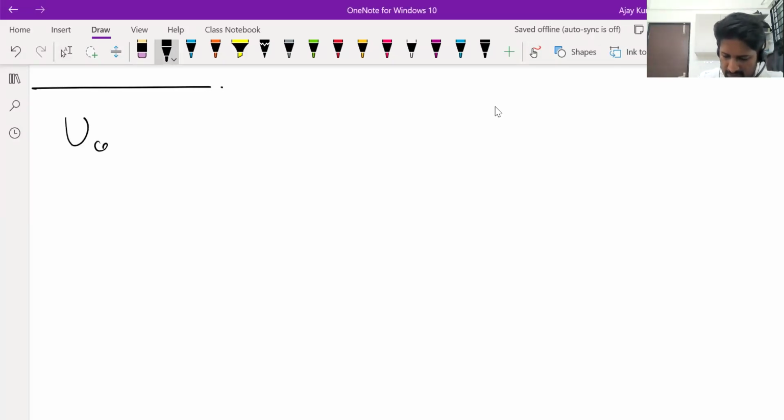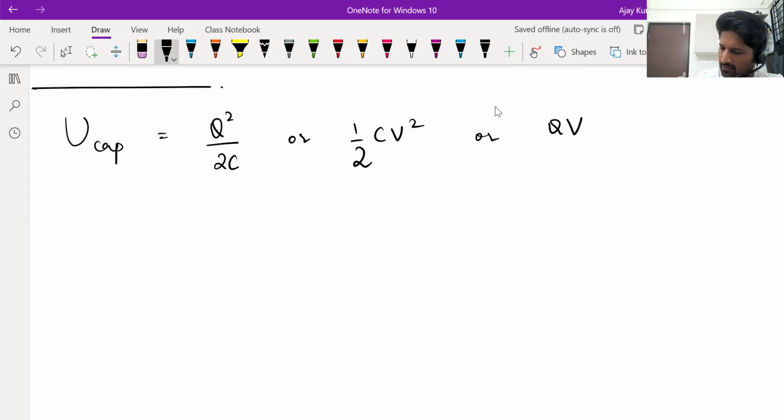Energy stored in a capacitor, there are many formulas that you can use. Q square by 2C is one of them. You can use half CV square. You can also use QV divided by 2. Any one way you can calculate the energy stored in a capacitor.